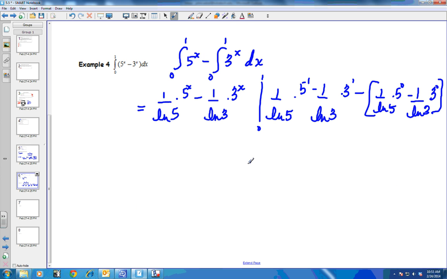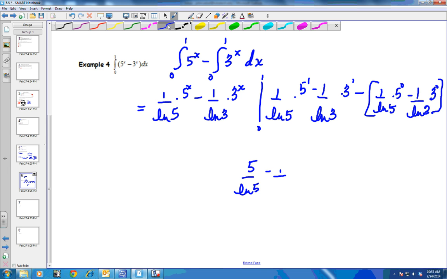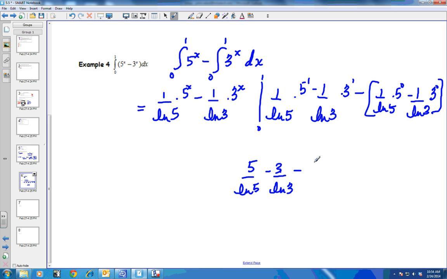5 to the first, that's really 5 over natural log of 5 minus 1, minus 3 over natural log of 3 minus 5 to the 0 is just 1. So that's going to be 1 over natural log of 5 minus a negative, so that's plus 3 to the 0 is 1. 1 over natural log of 3.